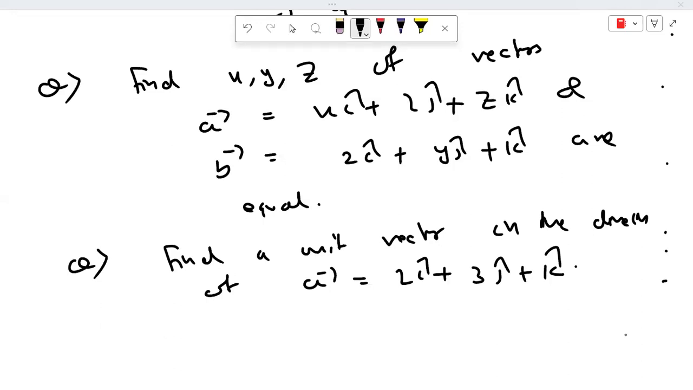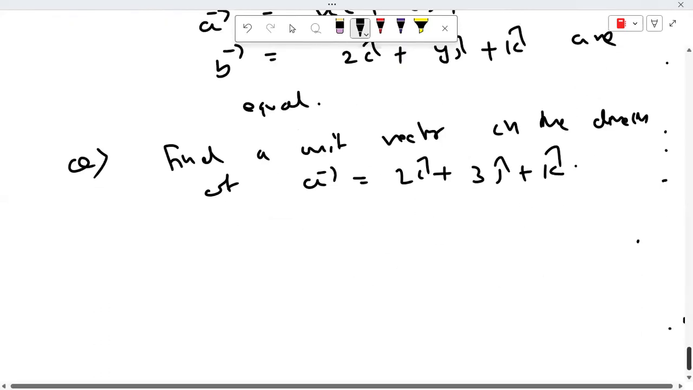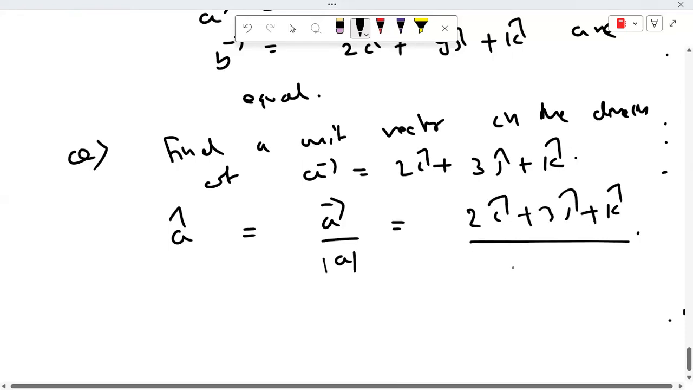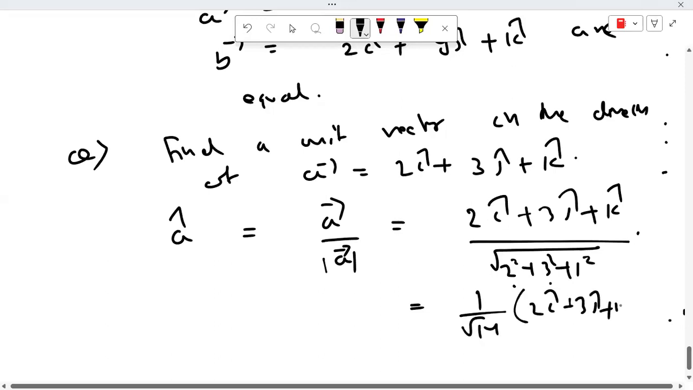See, the only way to find unit vectors is like this. Zara, yes? And magnitude of A, if we have to find, we have to do root of 2 square plus 3 square plus 1 square. So it will be 4 plus 9, 13, plus 1, 14. So 1 upon root 14 times 2i cap plus 3j cap plus k cap. Yes or no?